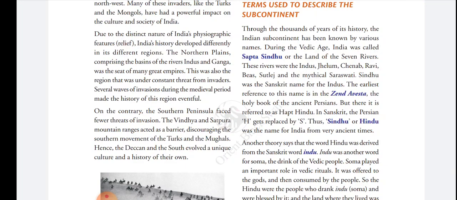The Ganga was a seat of many great empires. This was the reason it was under constant threat from the invaders. Several invaders came to India.